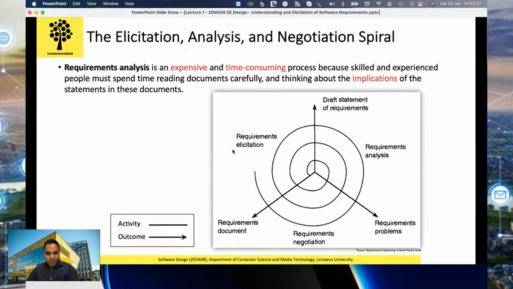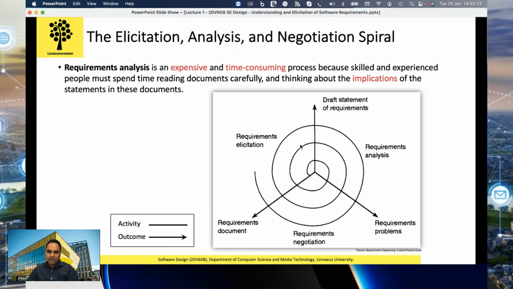So we start with the requirements elicitation, right? So we start from this point, and then at this point we have the first draft of the requirements, and then we analyze the requirements based on the first draft. At this point, we identify the requirements problems. And then once we identify the problems, we negotiate the requirements, and we have the first draft of the requirements document. So we continue in this way.